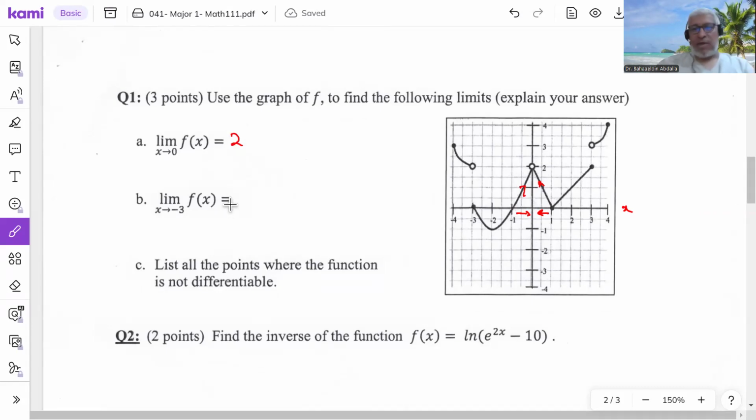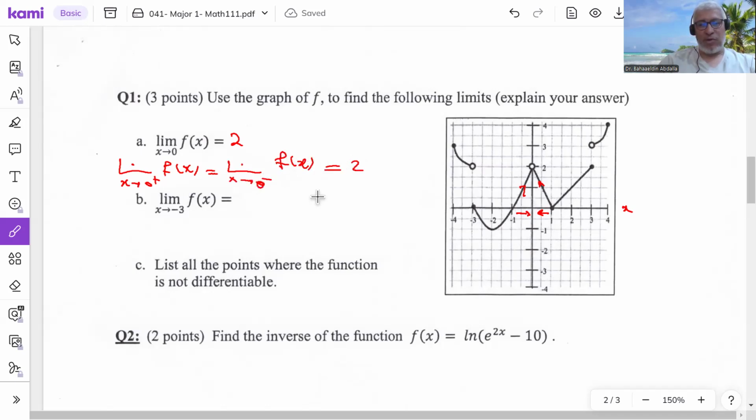And to explain my answer here, I can write that the limit when x approaches 0 from the right of f of x is equal to the limit when x approaches 0 from the left of f of x, which equals 2.